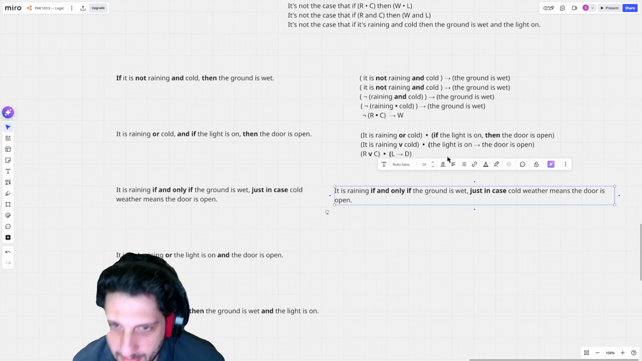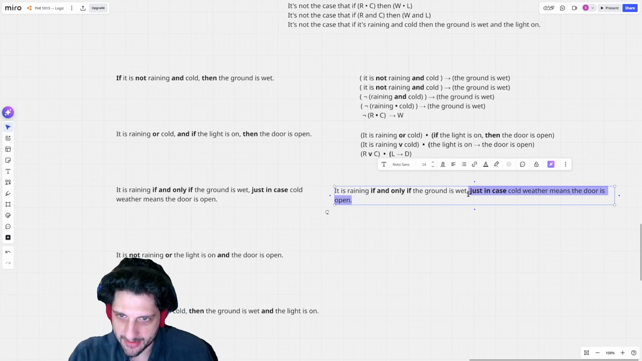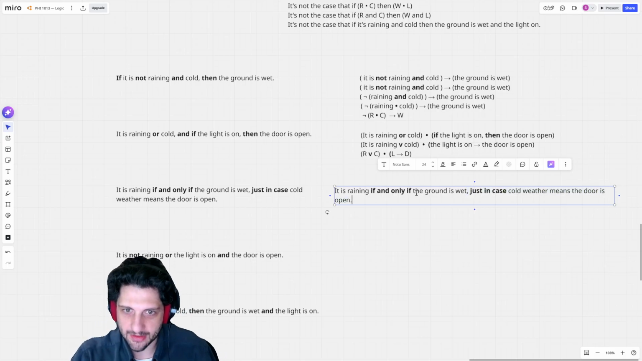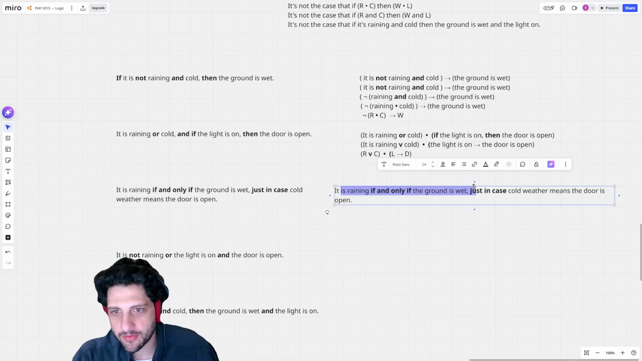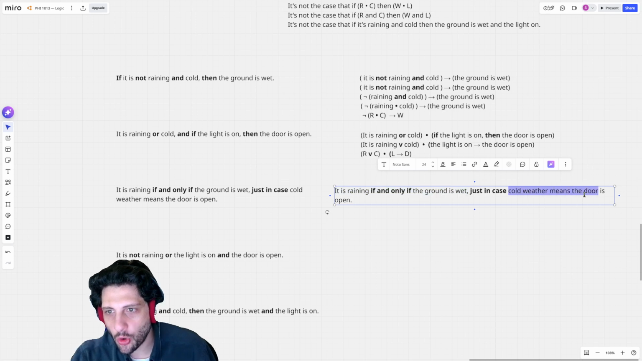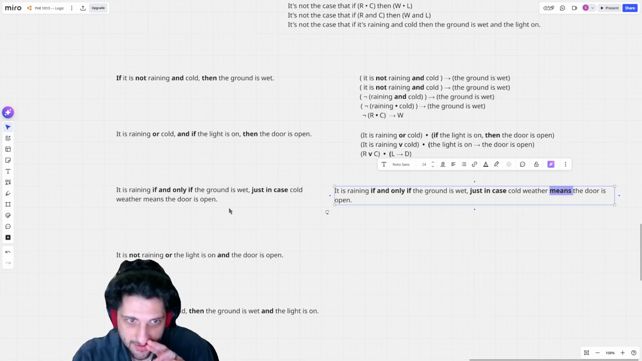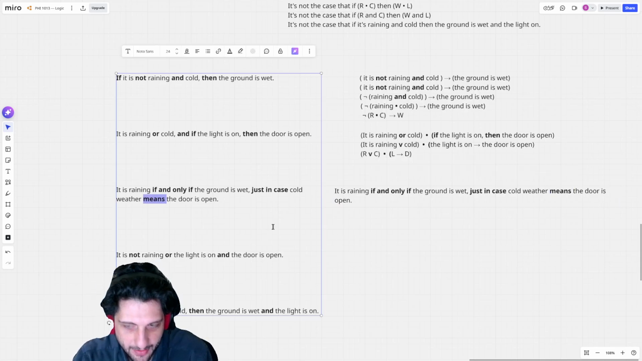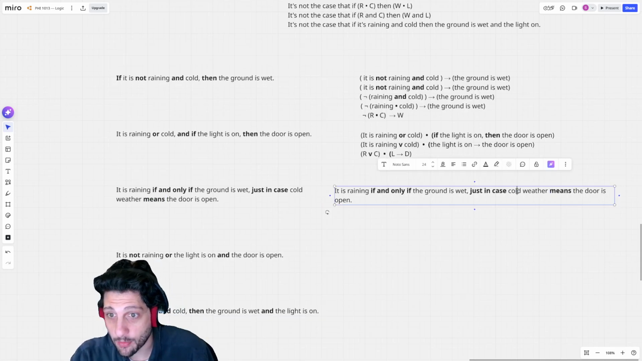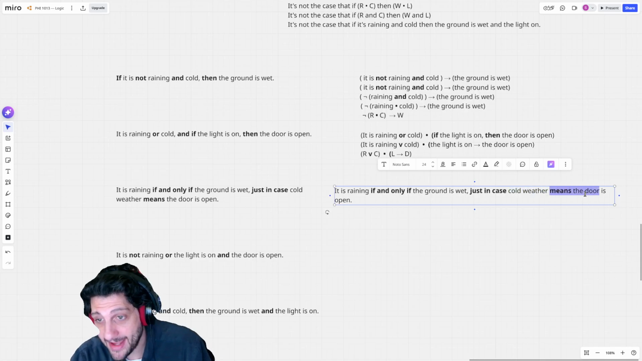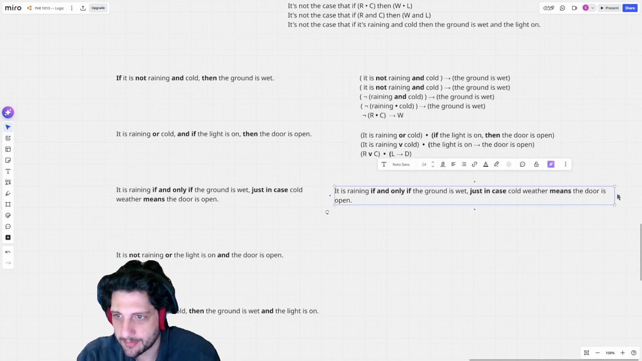And let's think about this. Here again, our comma does us some heavy lifting, right? We're saying it's raining if and only if the ground is wet, but that whole thing is true just in case cold weather means the door is open. Ooh, and actually this means there is another hidden connective that didn't get bolded. Oops, sorry about that. Because right here we're saying it being cold entails the door is open.